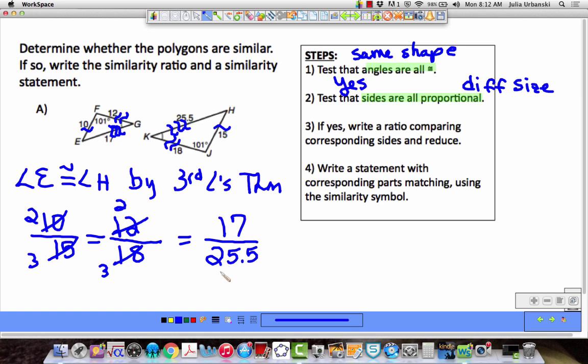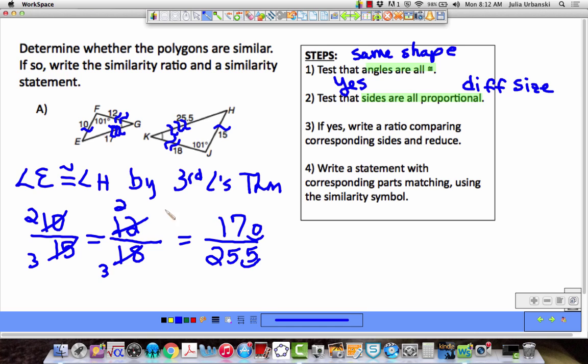You don't want to try to reduce 25.5. You want to turn that into 255. Remember doing that? You just move the decimal over one place. But whatever you do to the bottom, you have to do to the top. So you make that into 170. So now you're reducing 170 and 255. Now you can sit there and reduce that.